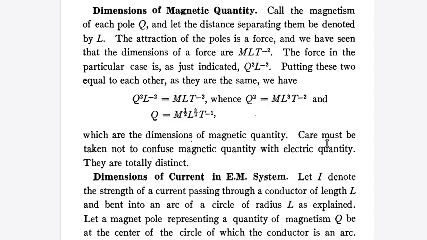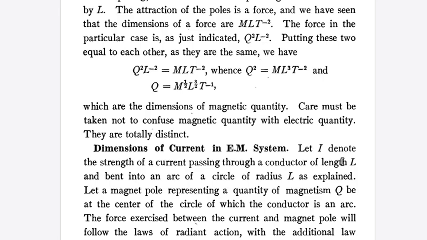Solving for Q squared, we find the quantity of magnetism squared equals mass multiplied by length raised to the power of 3 multiplied by time raised to the power of -2. Taking the square root, the dimensions of Q are mass raised to the power of 1/2, length raised to the power of 3/2, and time raised to the power of -1.